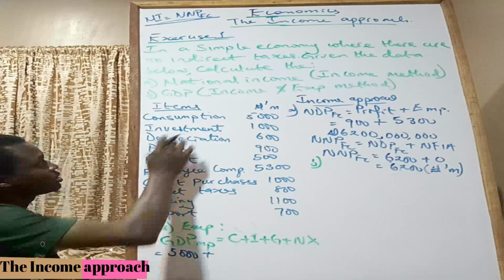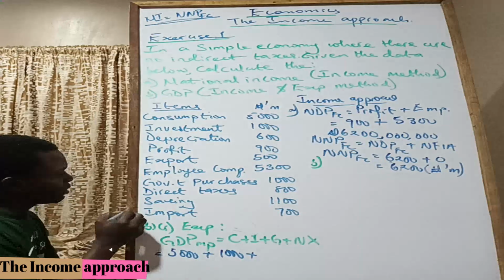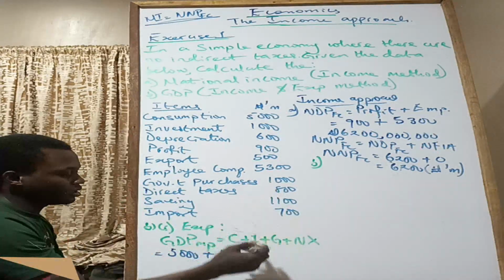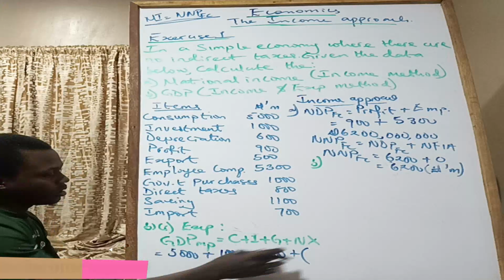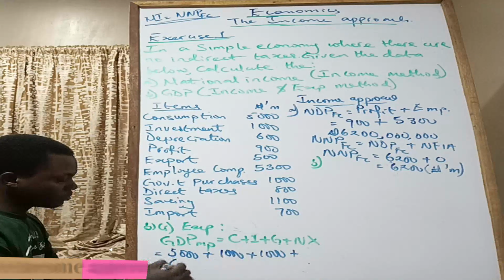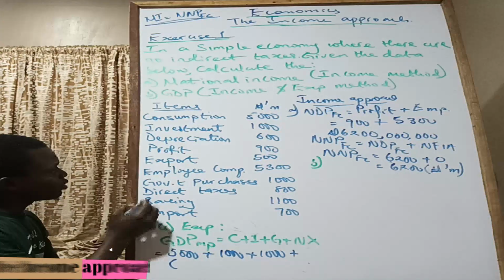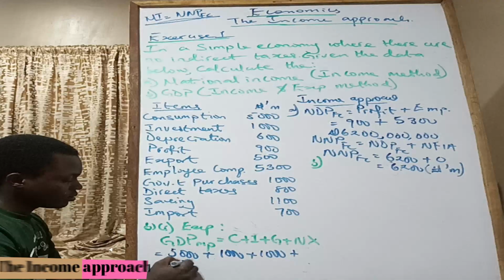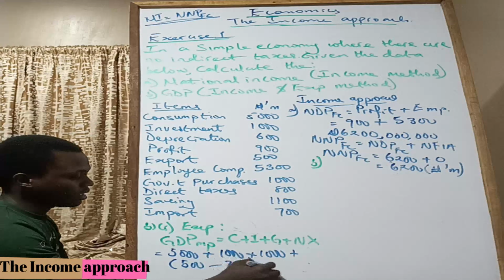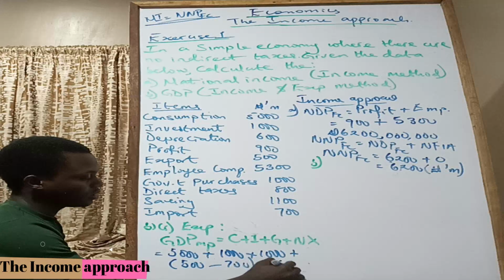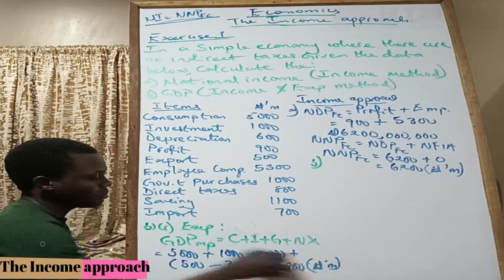So 5,000 plus investments is like this, so 1,000, plus what's government spending? Government spending, same as government purchases, 1,000. Then plus NX. Okay, let me just do plus exports minus imports. Do we have exports? Exports is 500, minus imports is 700. So by the time you do all of this, you're going to get 6,800. So this is the GDP at market price.